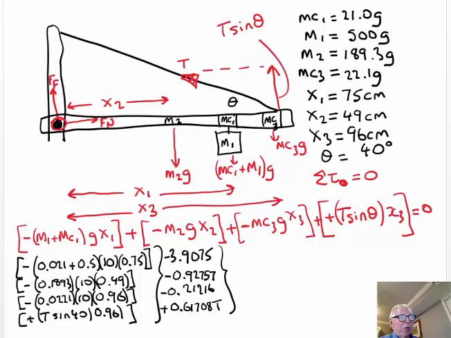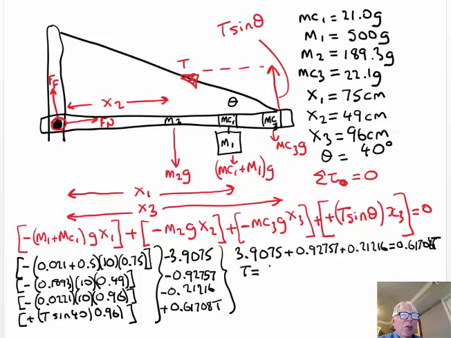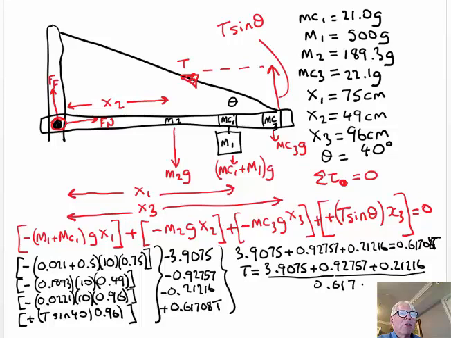That added to that added to that added to that equals zero. So I can say 3.9075 plus 0.92757 plus 0.21216 equals 0.61708 T. So T is equal to 3.9075 added to 0.92757 added to 0.21216 divided by 0.61708.